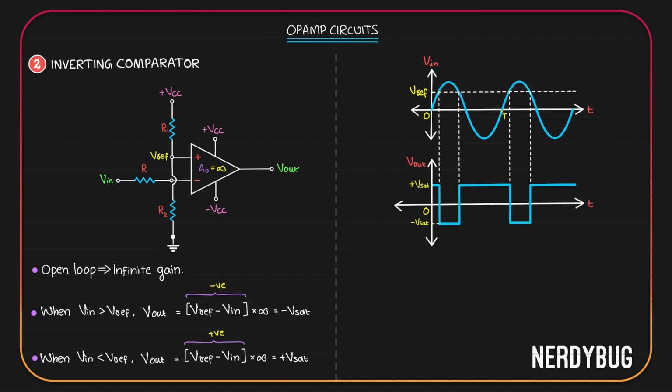Let's take another graph. Take the differential voltage on the x-axis and output on the y-axis to plot the transfer curve. It will still look the same. Why? Because even now, when differential voltage is negative, output is negative Vsat. When differential voltage is positive, output is positive Vsat. So both non-inverting and inverting comparator have the same transfer curve.